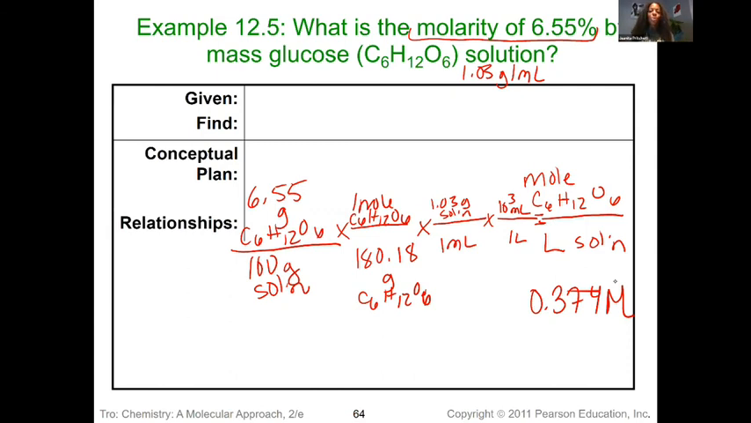I hope this video helped you guys understand all the different ways that we can calculate the concentration of a solution.